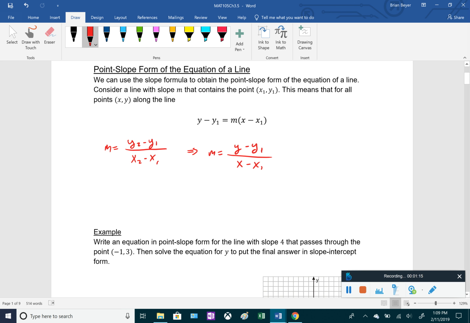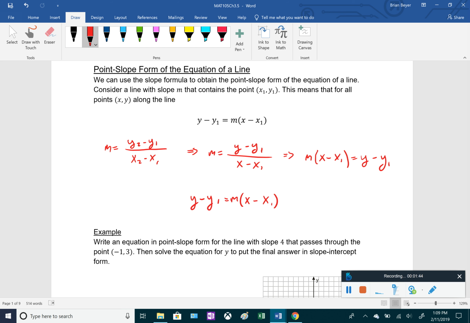So what we can do now is multiply both sides by that denominator, essentially cross multiplying. So we would end up getting m times (x minus x1) equals y minus y1. And all you have to do is rewrite it so the y's are on the left, and you get the point-slope form equation for a line. Okay, so point-slope form is y minus y1 equals m times (x minus x1).